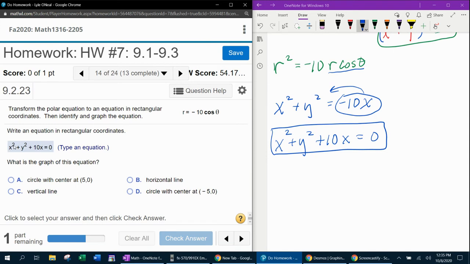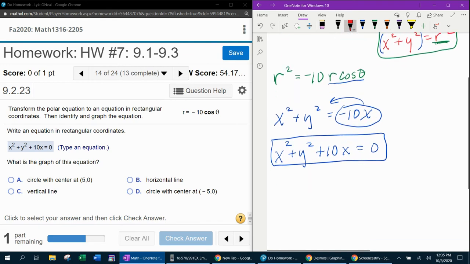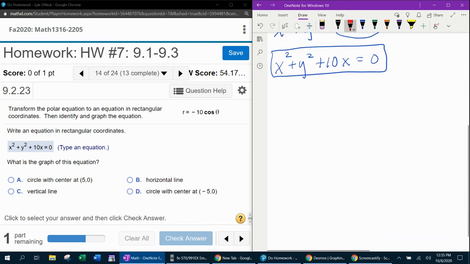What is the graph of this equation? Well, I have an idea that it's going to be a circle. Does anybody remember the standard form of the equation of a circle? (x minus h) squared plus (y minus k) squared equals r squared. Let me see if I can get there, and then we'll see if this is a circle.